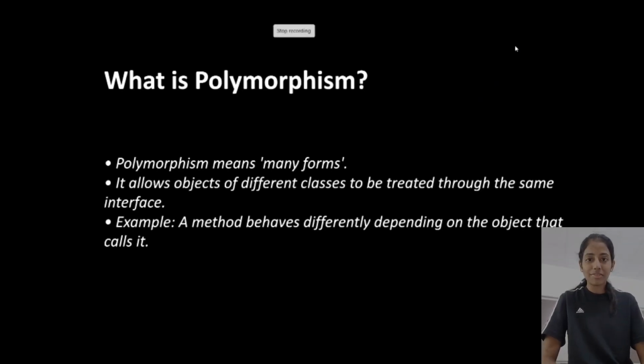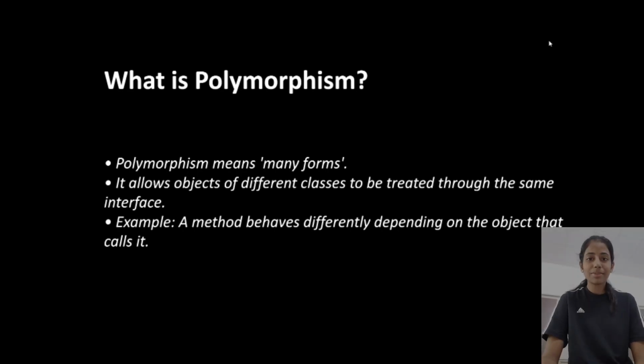The word polymorphism comes from Greek. Poly means many, morph means forms. So the word polymorphism literally means many forms. In Python, polymorphism allows us to write code that works on objects of different classes as long as they follow a common interface, usually by implementing same method names.